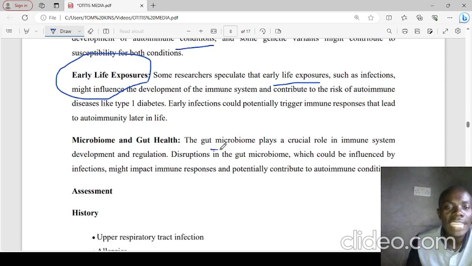We also have the gut playing a critical role in immune system development and regulation. So disruptions in the gut microbiome could be influenced by infection, which might impact the immune responses and potentially contribute to autoimmune disease.